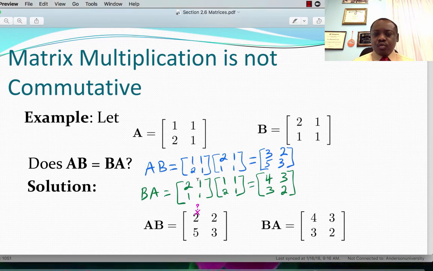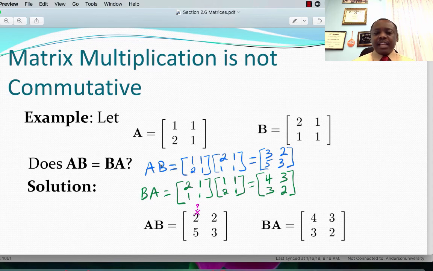And then BA. Let's do that again. B is 2, 1, 1, 1. Our A is 1, 1, 2, 1. So 2 times 1 plus 1 times 2, that's a 4. And again, we continue with our first row. So first row, second column. 2 times 1, that is a 2, plus 1 times 1, that's a 3. 1 times 1 is a 1, plus 1 times 2, that's a 3. 1 times 1 is a 1, plus 1 times 1, that's a 2.